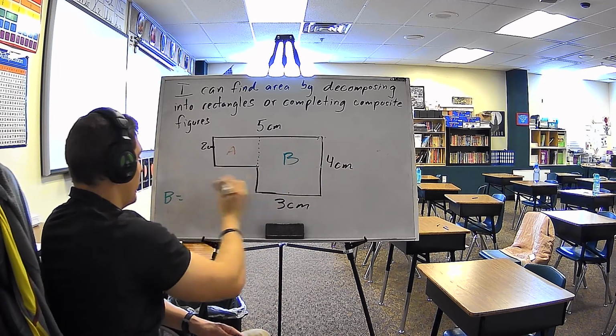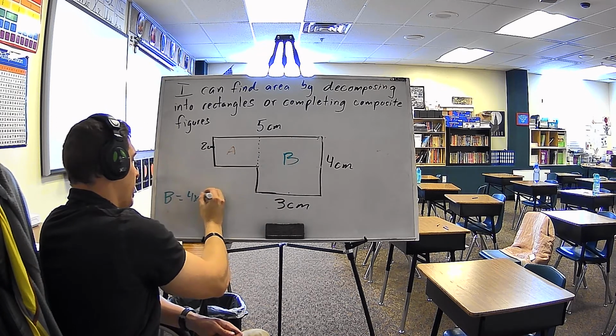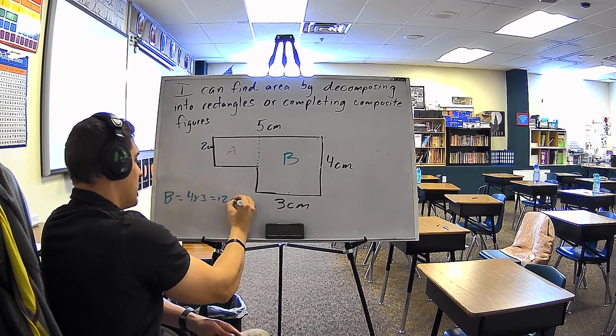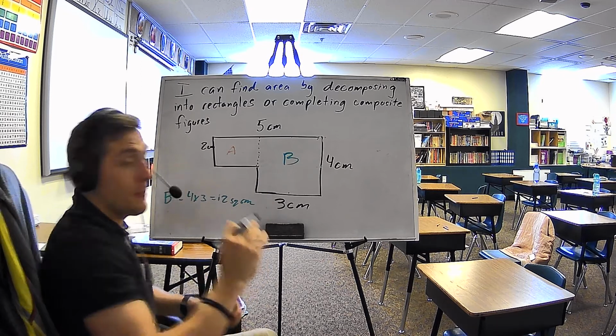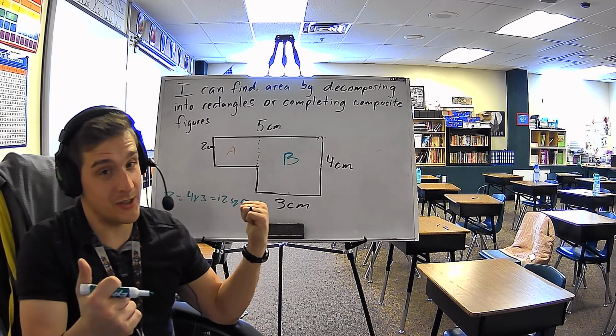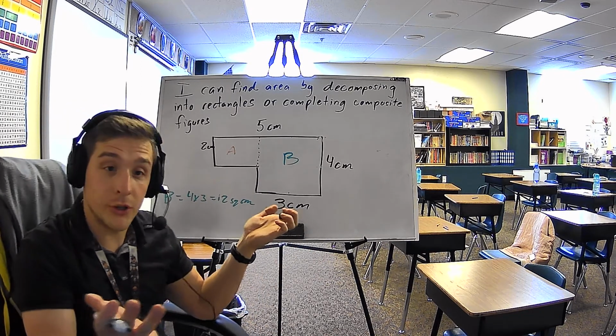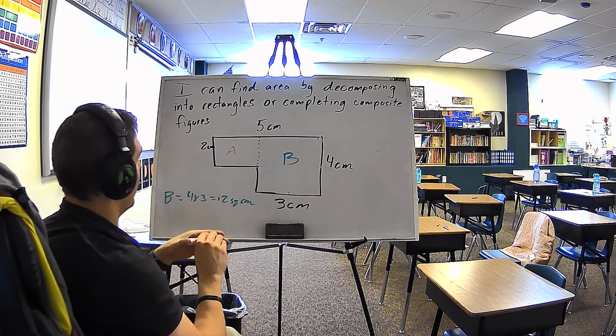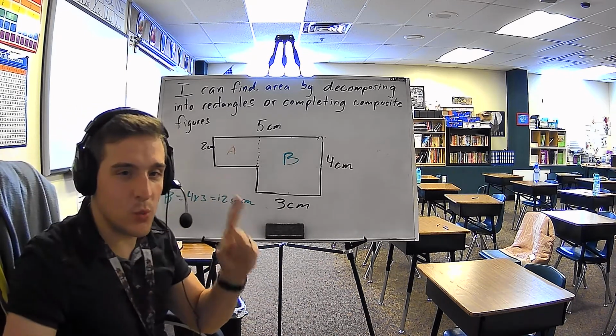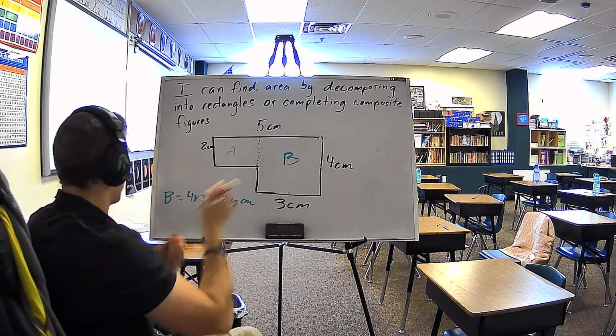Completely ignoring this, we know that this is a 3 by 4 or a 4 by 3, which will give you 12 square centimeters. And by the way, if we've done this right, it should give us the same answer as the other one. Should. 12 square centimeters. Now this other one, this is the one that might come across a little tricky.